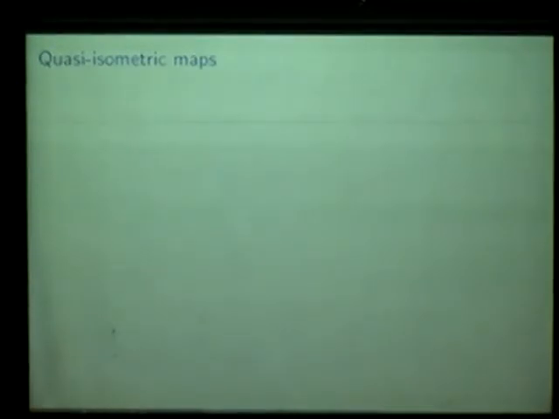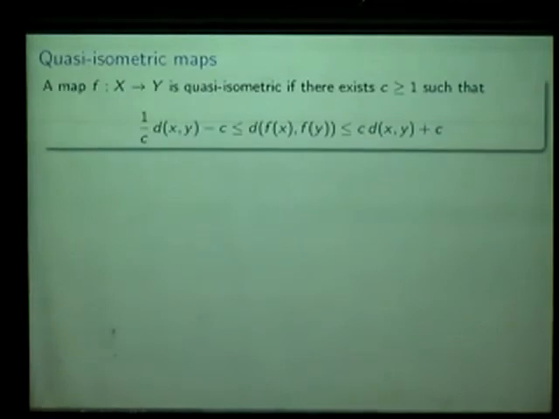So now, let's get back to quasi-isometric maps. This is a definition you already saw during Pierre's lecture. A map between two metric spaces is said to be quasi-isometric whenever the distance of the images of two points is bounded both above and below by an affine map of the distance of these two points. And if we want our theorem to be slightly interesting, we need to have a lot of quasi-isometric maps between pinched Hadamard manifolds. So I will give you some examples.